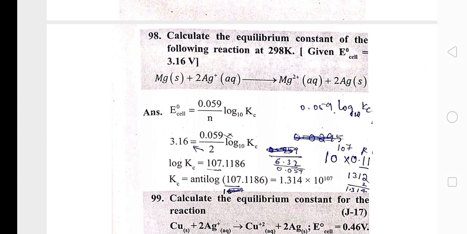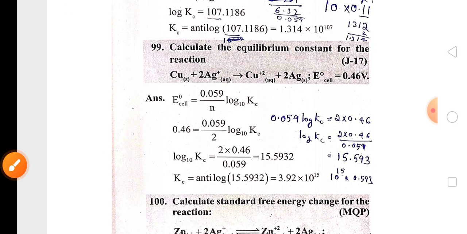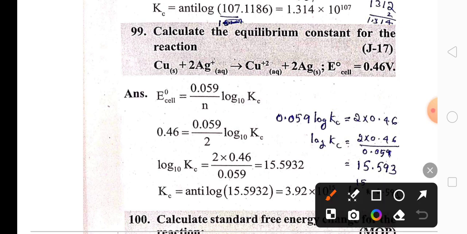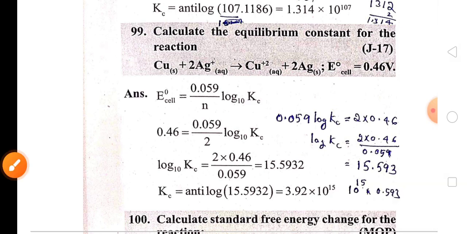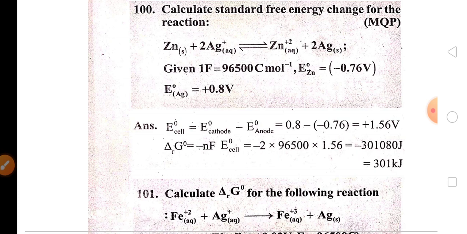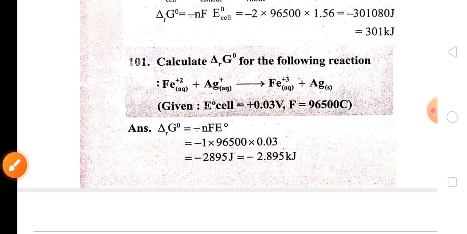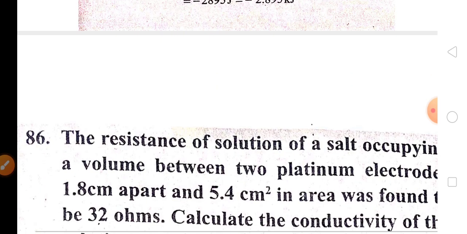Then we have some questions related to equilibrium constant Kc. In equilibrium constant Kc, you must learn how to find the anti-log. One more numerical is from equilibrium constant Kc. This is also very important for the exam. Then we have questions and answers from Gibbs free energy, delta G naught. Delta G naught is equal to nF E naught of a cell. Two examples I have taken here from this delta G naught concept.